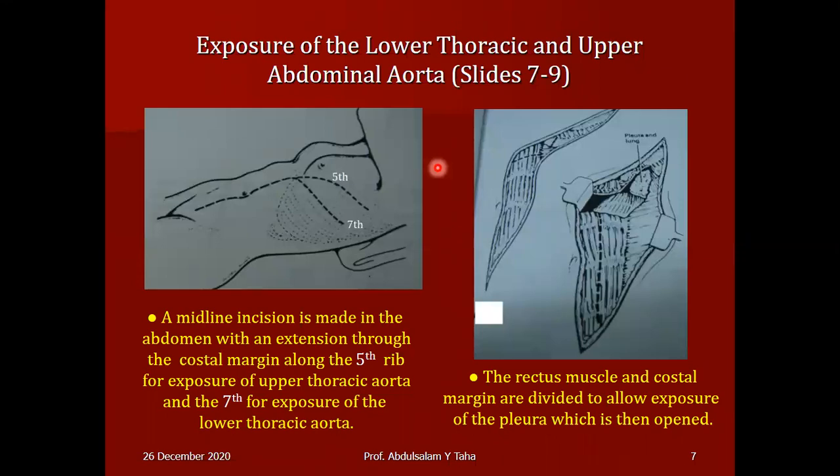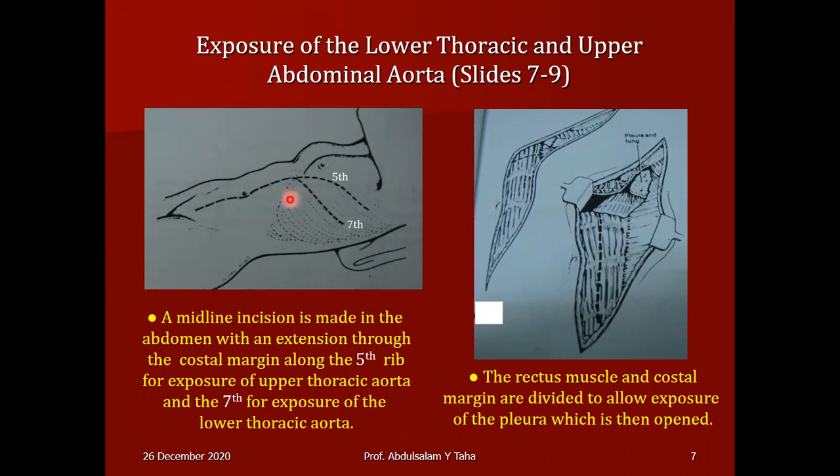Now, for exposure of the lower thoracic and upper abdominal aorta, we need a different incision that is called the left thoraco-abdominal incision, or the thoraco-phrenolaparotomy incision.